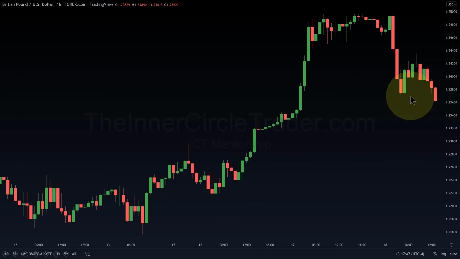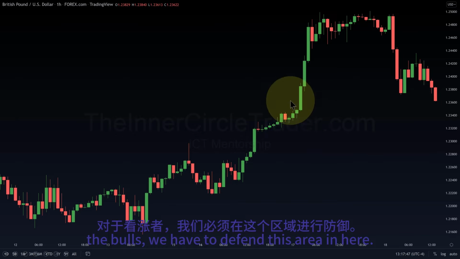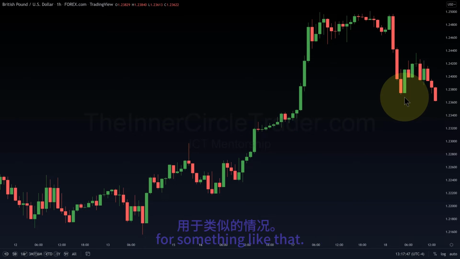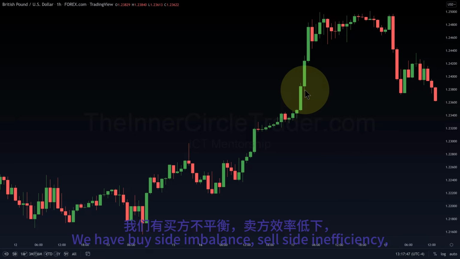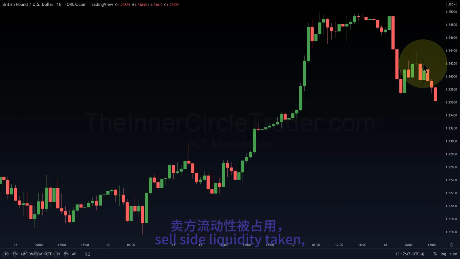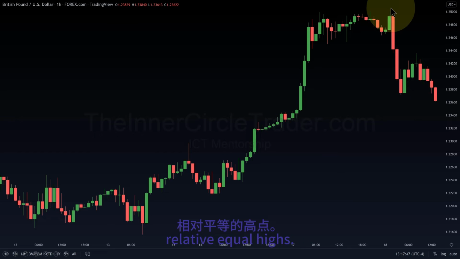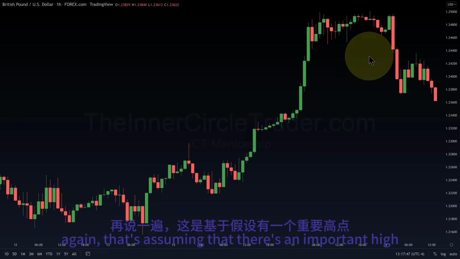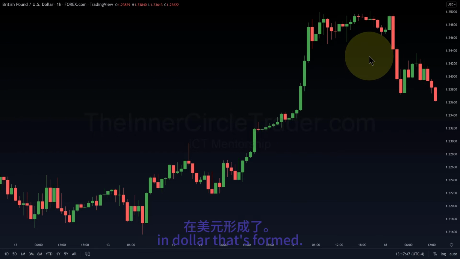So long story short, for the bulls, we have to defend this area in here. So the algorithm has it perfectly lined up for something like that. We have buy side imbalance, sell side inefficiency, sell side liquidity, taken relative equal highs. You know, we'll see what we get. But again, that's assuming that there's an important high in dollar that's formed. We don't know that yet.